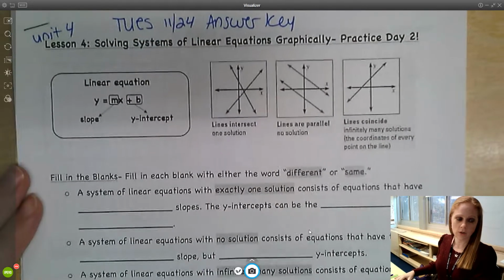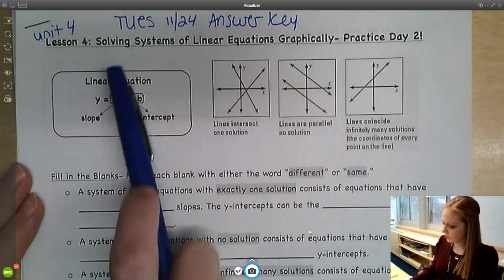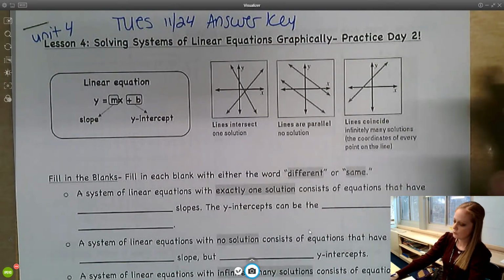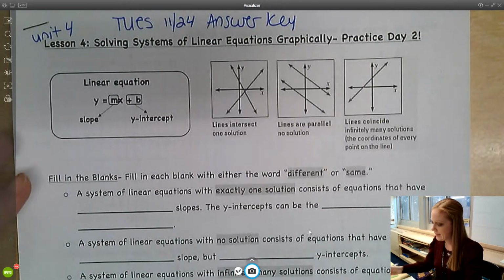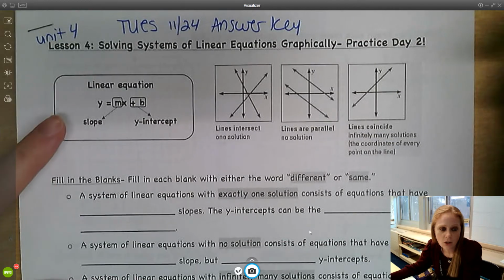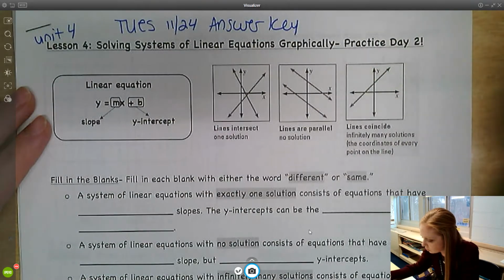Okay, so this video is going to go over the Unit 4, Lesson 4, Solving Systems of Linear Equations Graphically, practice day number 2. So this is just extra practice, again, for those of you who finished with the NWEA testing. Okay, so for some reminders, our linear equation formula, y equals mx plus b, where the m is the slope, the b is the y-intercept.